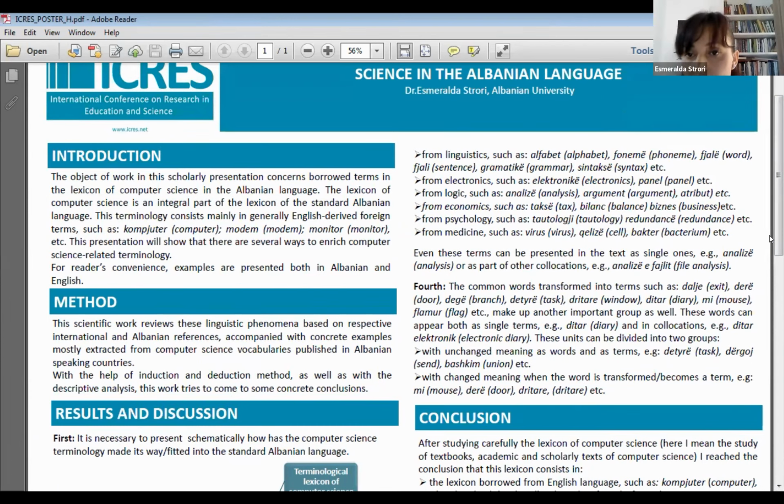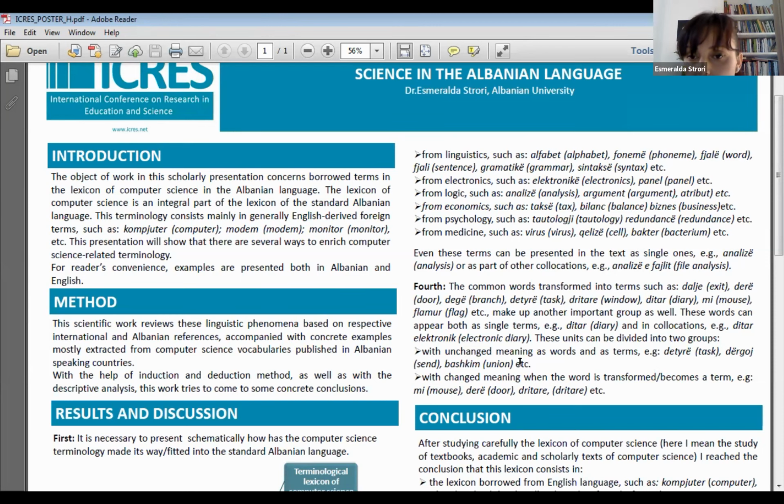From logic, such as analysis, argument, etc. And from economics, like business or tax. From philosophy, such as tautology. From medicine, such as virus, cell, etc. Even these terms can be presented in the text as single ones. For example, analyze, and from analyze we have file analysis.